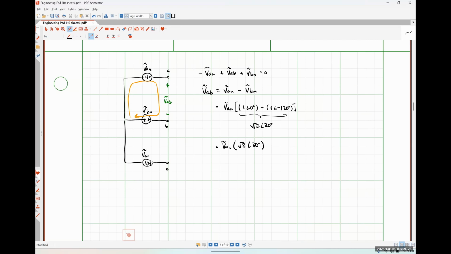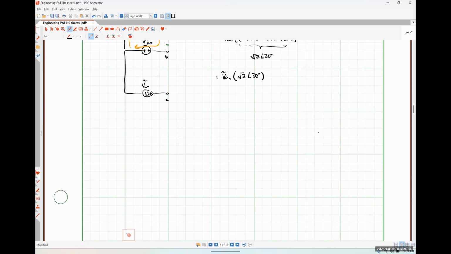But now let's talk about currents because they're related by effectively that almost exact same thing, right? So on the load side of things, let's say that I have a delta connected load.